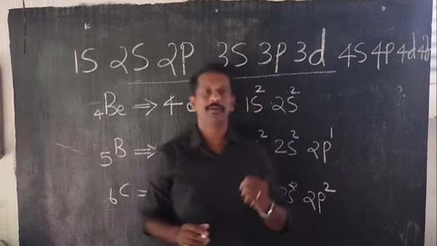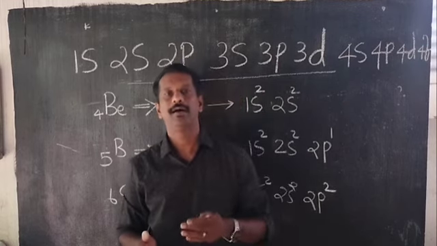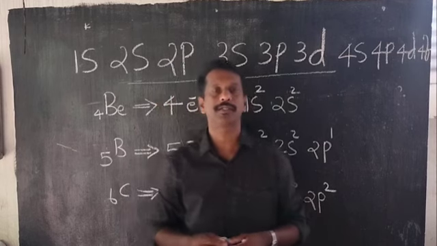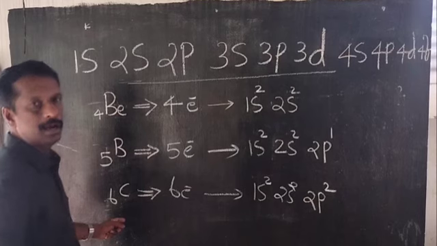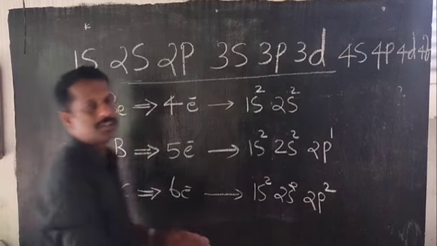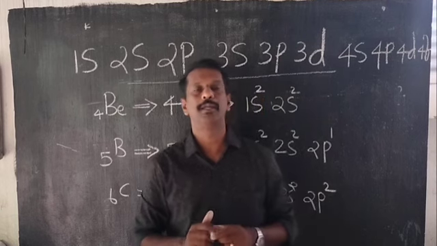Okay. Now you can try to write the electronic configuration of a few elements. You complete it in the next class. You can take up to 10. Carbon, next is nitrogen, oxygen, like that. You try to complete the electronic configuration up to atomic number 10.